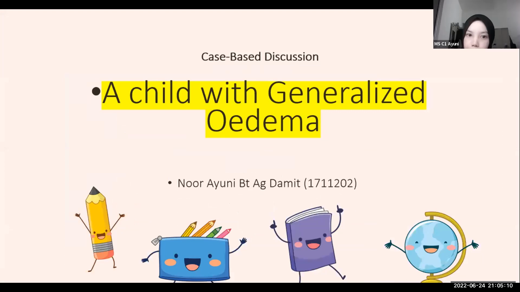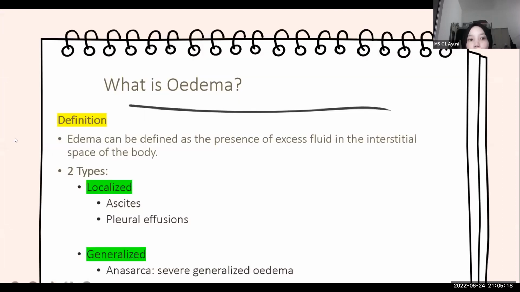My name is Ayuni. I'll be presenting the next topic, which is a child with generalized edema. First, the definition of edema. Edema can be defined as the presence of excess fluid in the interstitial space of the body. There are two types, localized and generalized. Localized, for example, is ascites and pleural effusions, and generalized is anasarca or severe generalized edema.